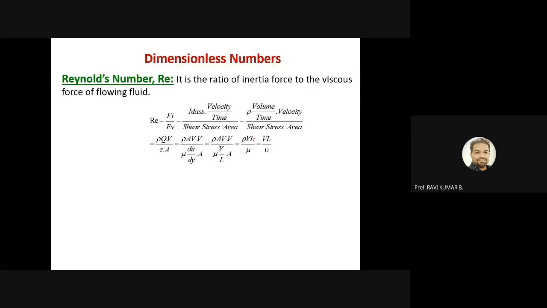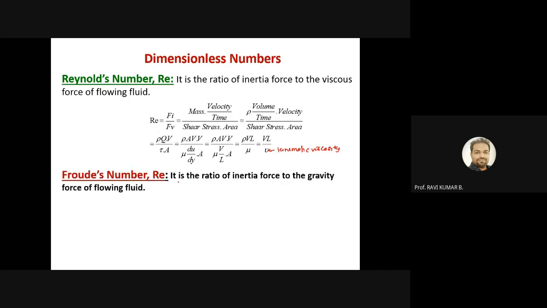So rho vL upon mu, or with further modification, you just take this density down, mu upon rho. You can write this as velocity times length divided by the kinematic viscosity. This is basically kinematic viscosity, that is mu upon rho. So this is known as Reynolds number.